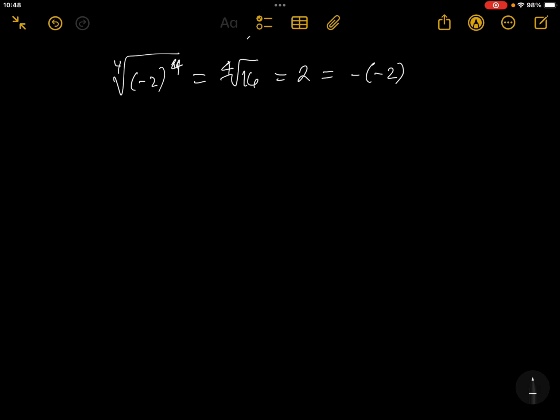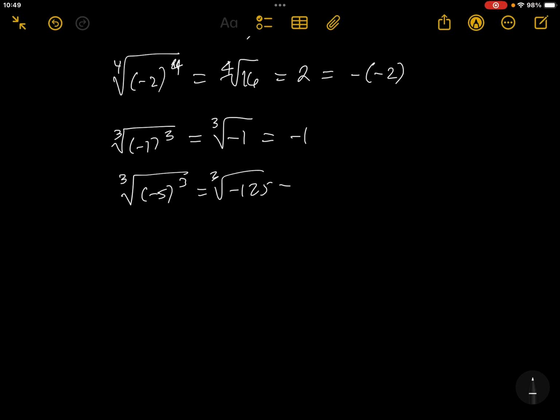So if I had the cube root of negative 1 cubed, well, negative 1 cubed is negative 1 times negative 1 times negative 1. That's just negative 1. And the cube root of negative 1 is negative 1. So when you have an odd root and an odd power, those actually do undo each other. So if you have negative 5 cubed and then the cube root, negative 5 quantity cubed is negative 125. The cube root of that is negative 5.